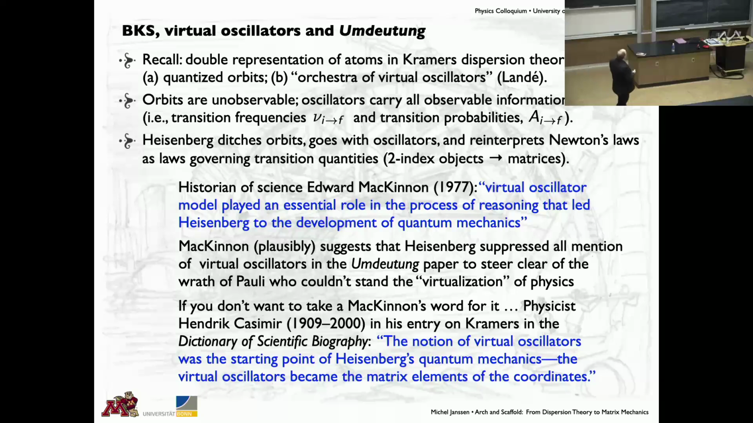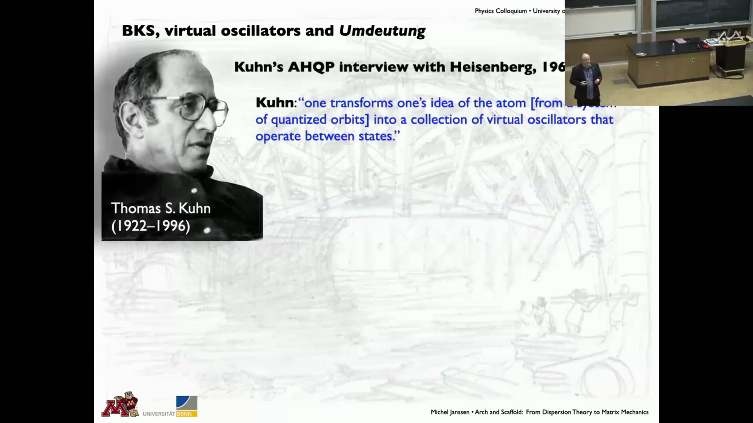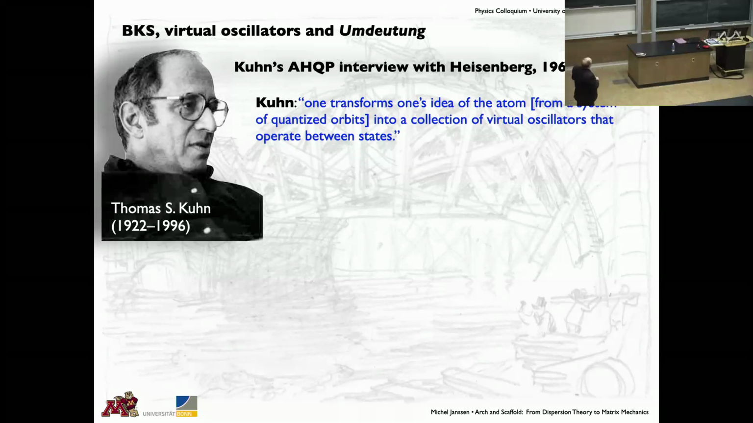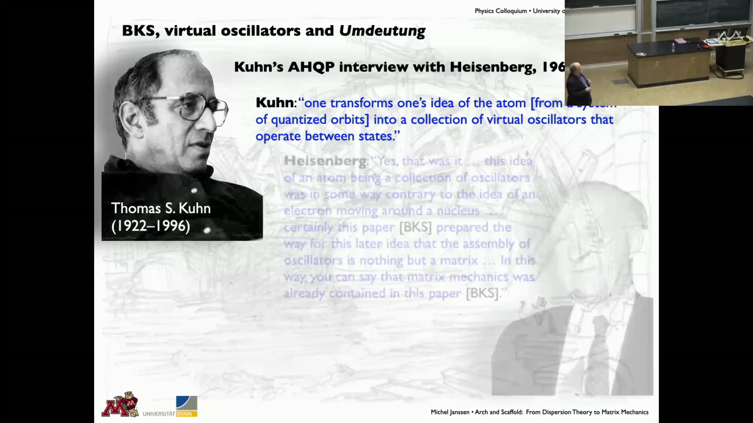All right, now, Heisenberg is asked about this in interviews by Thomas Kuhn for the Archive for the History of Quantum Physics. Of course, you have to be very careful, as this is decades after the fact, but it's interesting. Kuhn asking, and people doing oral history would immediately jump at this, you don't ask leading questions like this. But Kuhn says, well, one transforms one's idea of the atom from a system of quantized orbits, I paraphrased that bit, into a collection of virtual oscillators that operate between states. And Heisenberg immediately takes the bait.